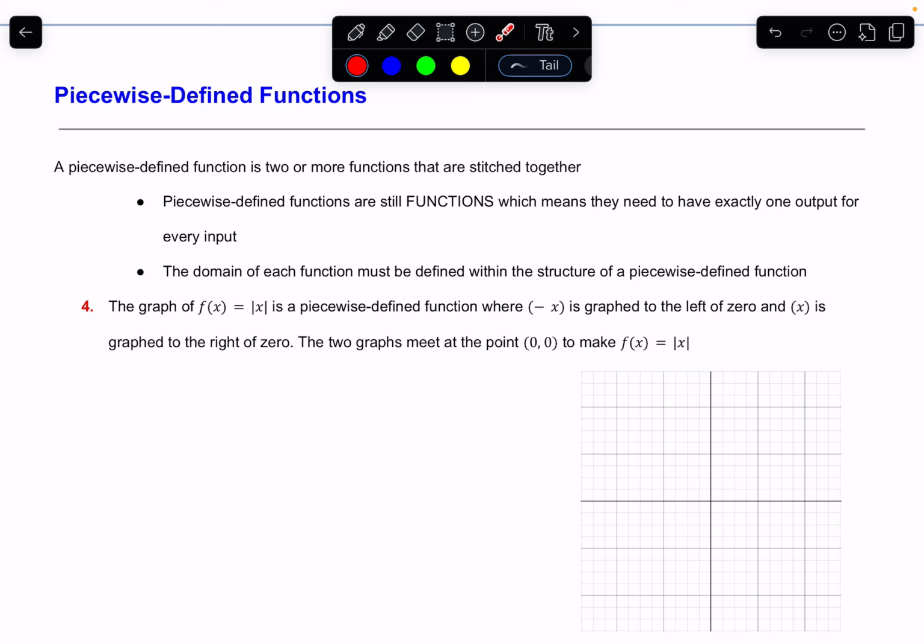Piecewise defined functions are still functions, which means they need to have exactly one output for every input. Okay, so remember from previous lessons, we have a definition of a function where you can only use x values once. They can't go to two different places. And the domain of each function is going to have to be defined inside the structure of our piecewise defined function. I'll show you what that means in a second. But essentially, we have to make sure that the domain of the piecewise function makes it so that it is actually a function. Because if we use the same x values twice, then that just causes awfulness.